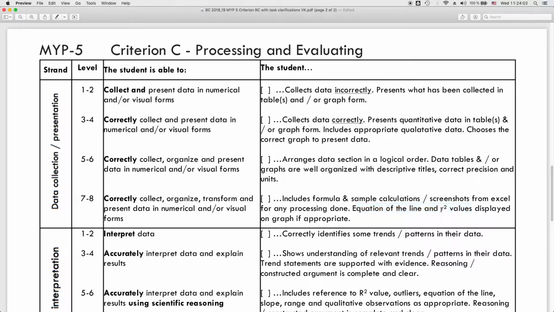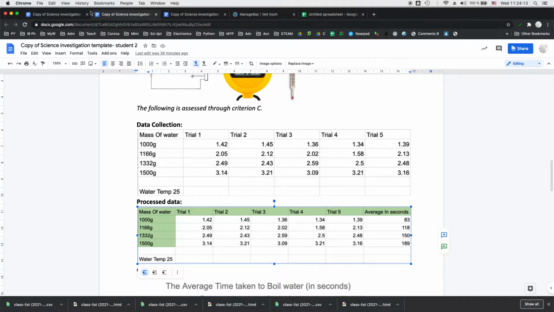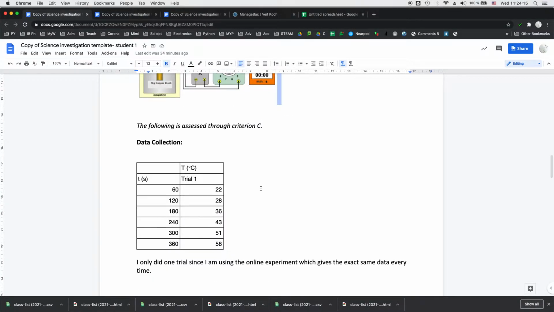I don't care about these R-square values, to be honest, but the equation of the line I would like to be there. So let's have a look at what different people got here in these samples.